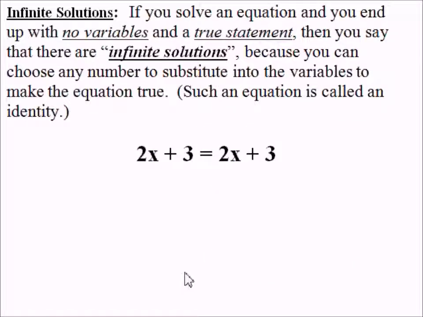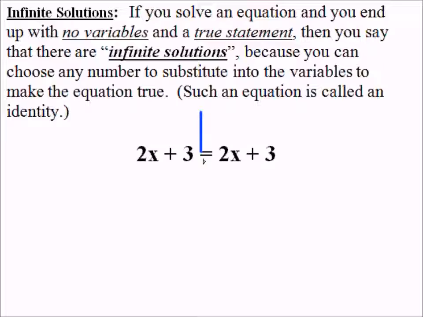Our next definition is infinite solutions. If you solve an equation and you end up with no variables and a true statement, then you say that there are infinite solutions because you can choose any number to substitute into the variables to make the equation true. Such an equation is called an identity. Let's take a look at an identity.